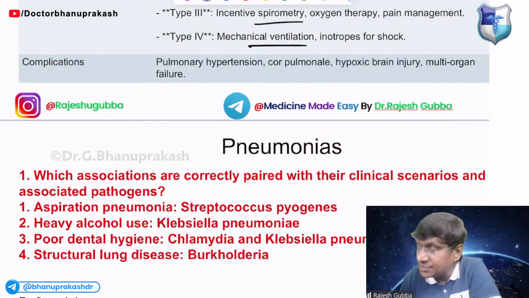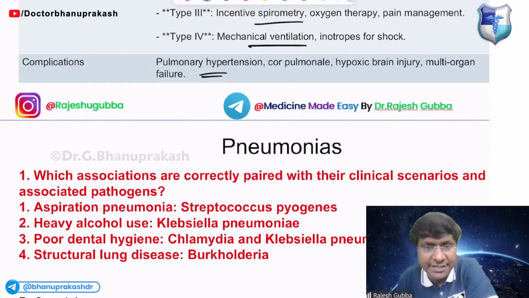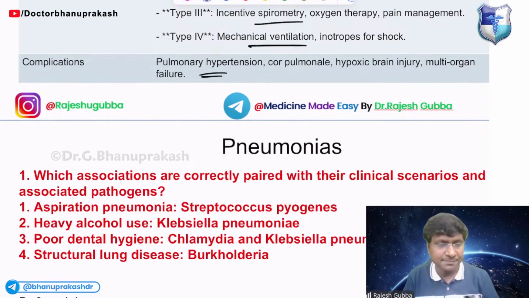And what will be the complications? In any form of respiratory failure, there will be hypoxia, so that will cause pulmonary arterial hypertension. Okay, so this is about respiratory failure. Done? Right, so please tell me the next question.